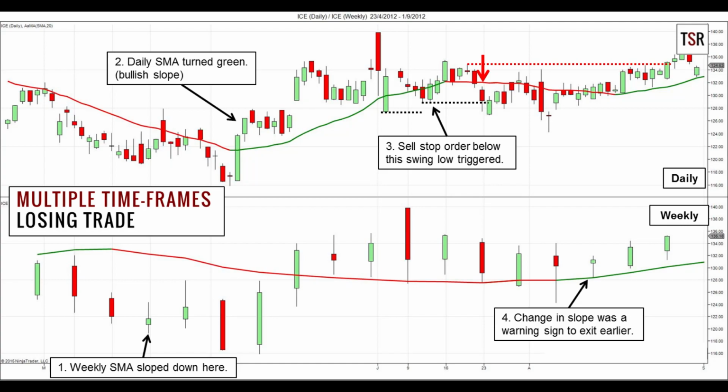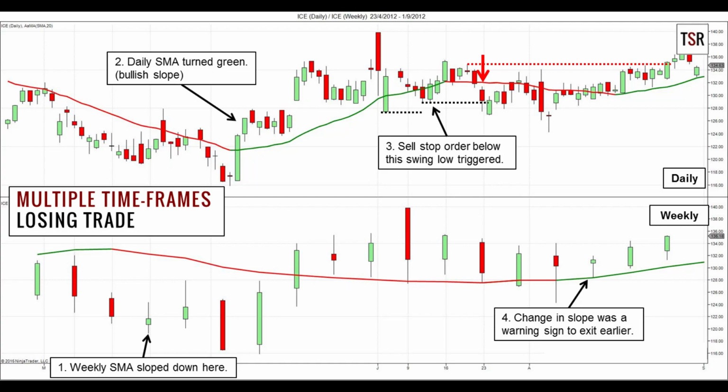Example 2. Losing short trade. This is a dual time frame chart of the Intercontinental Exchange, ICE, on NYSE. 1. After 3 consecutive lower closes on the weekly chart, the EMA turned downwards. 2. The bullish slope of the daily EMA gave us the signal to look for short setups. 3. It was almost a month later that a swing low formed below the daily EMA. 4. If the weekly EMA had sloped up as a result of this bullish drift, we would have avoided this trade. However, the weekly EMA was still sloping down. Hence, we placed and adjusted the sell stop order according to the swing lows.